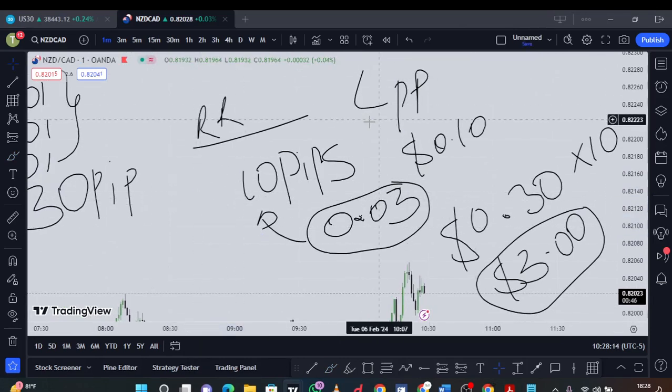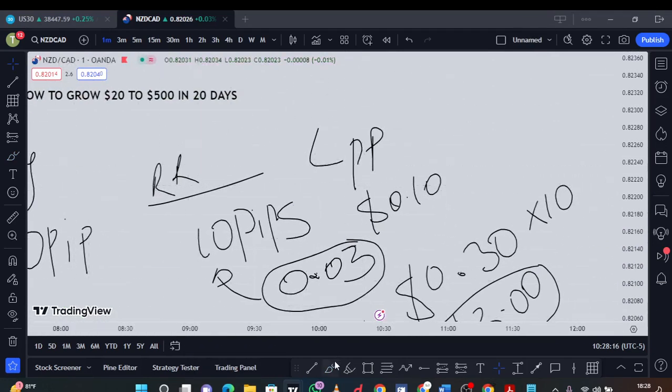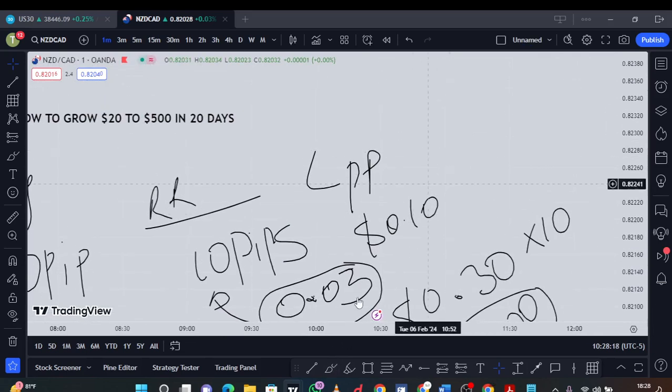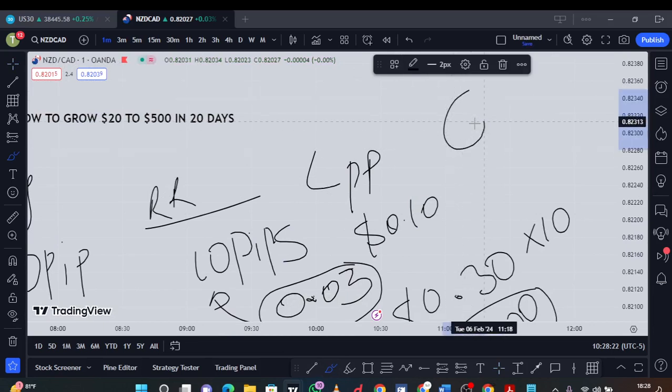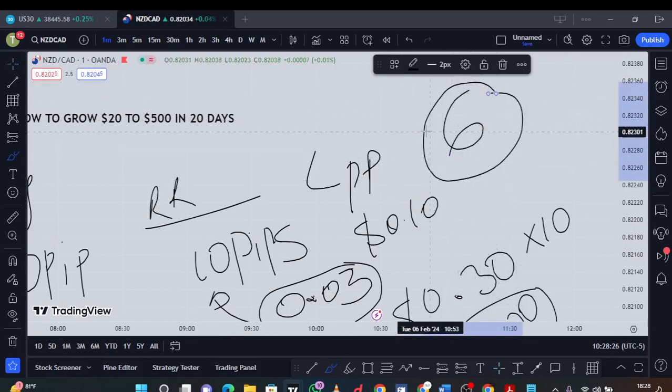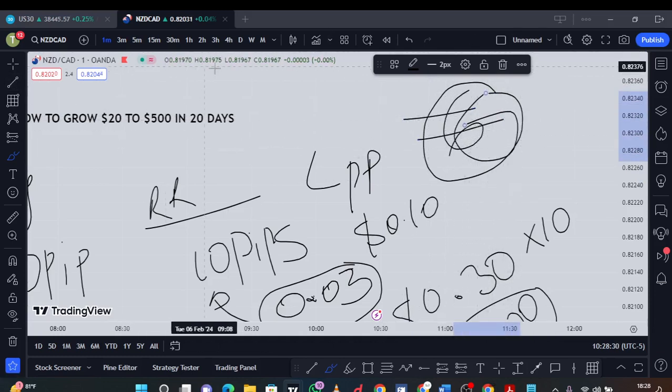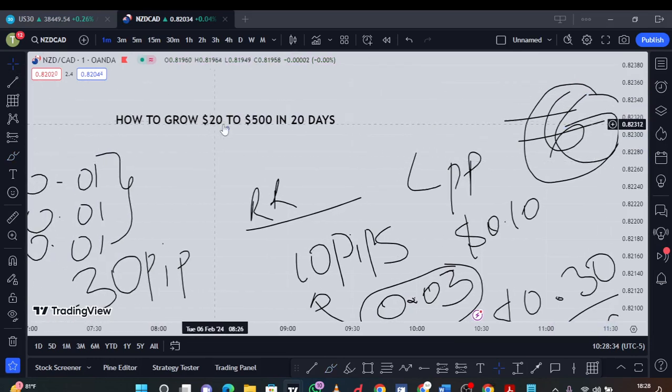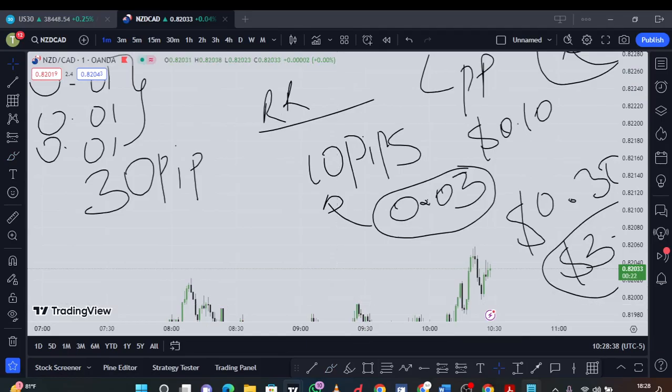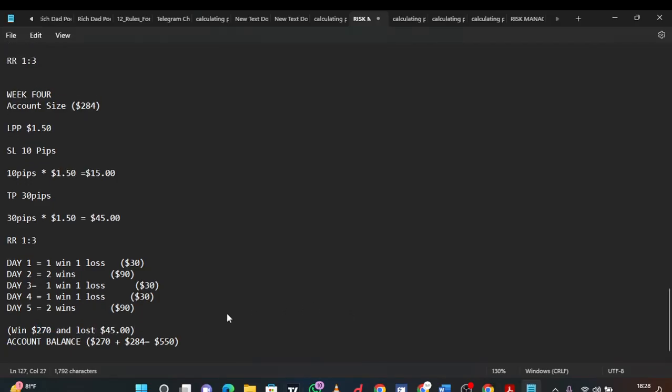You want 6 trades to blow the account. Those are 6 trades. In fact, there can be even 7 trades. You want 6 trades to blow the account. And those are 3 days. I don't think in 3 days you don't have a good trade. You can get only one trade that can cover up this loss and you even get some profit. So guys, that's how we can grow our $20 to $500 in a period of a month or 20 days.